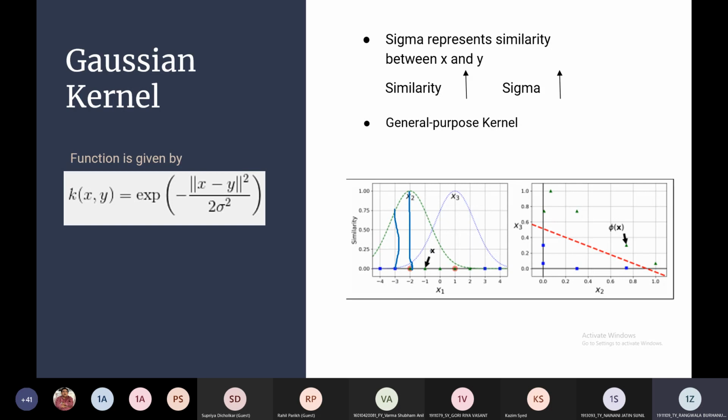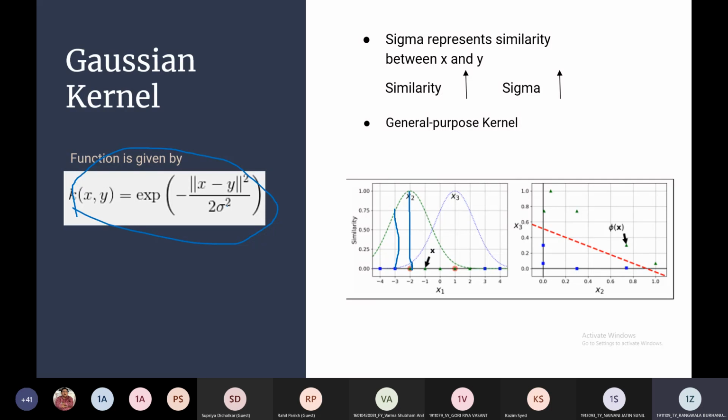So similarly, you can use these and create additional features, like as you can see here. And now this data is easily linearly separable, and then you can just use an SVM for this. This is the main function for the Gaussian kernel, and as you can see, this is like modulus of x minus y upon 2 sigma square. So what exactly is sigma?